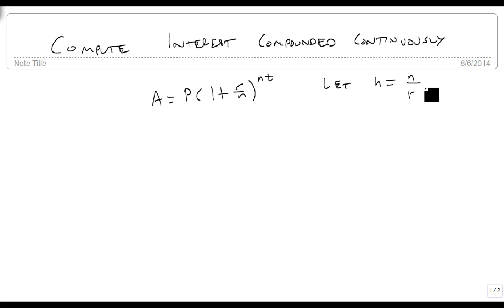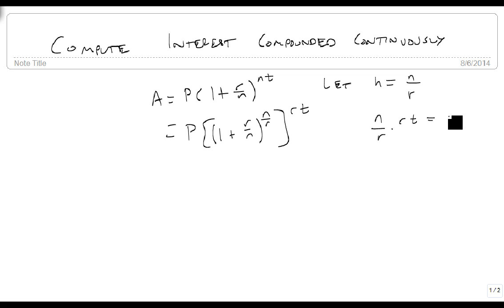And then what we're going to do is take our starting P and make this equal to, instead, P times (1 plus r over n) in parentheses, raised to the n over r, and then we're going to raise that to the rt power. And what we're taking advantage of is the fact that n over r times rt is equal to nt. So I broke this nt up and then split it out using the opposite of the power rule for exponents. Well, this then just becomes P times (1 plus 1 over h) raised to the h power, raised to the rt.